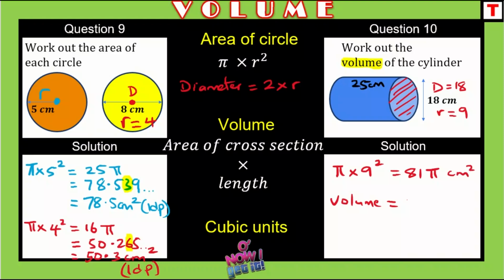So 81 pi multiplied by how long the shape is. And we can see here that the length would have been 25 centimeters. So we're going to be multiplying this by 25 centimeters. So 81 pi multiplied by 25 is going to give us, we're going to record this to 1 decimal place.